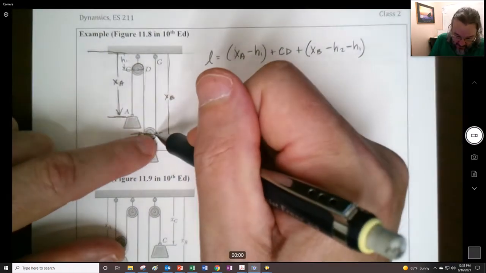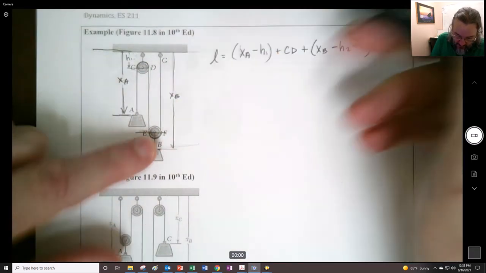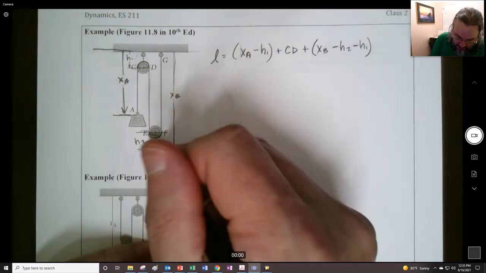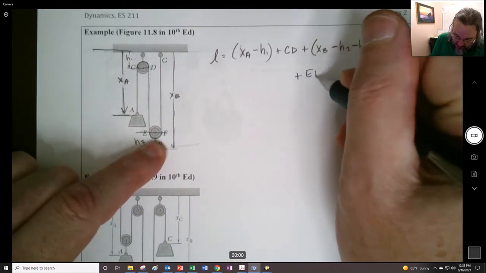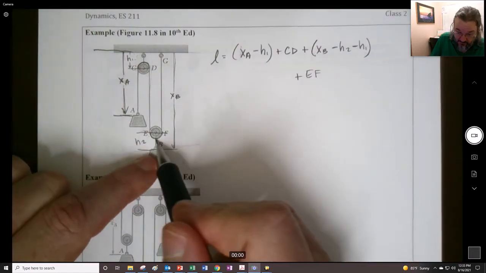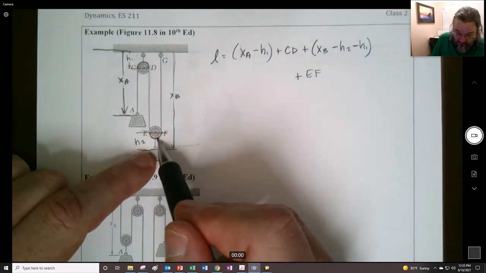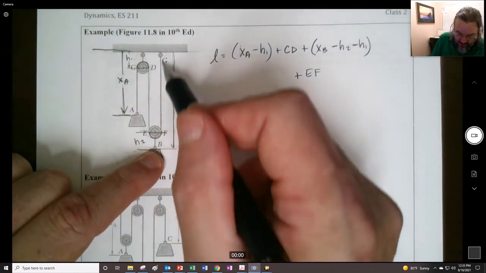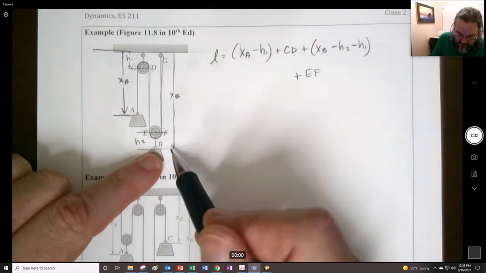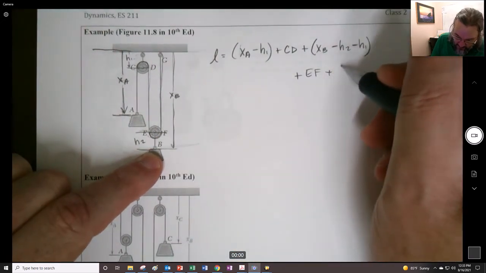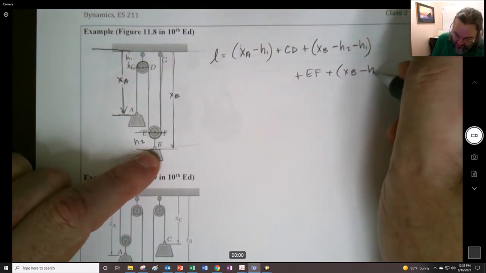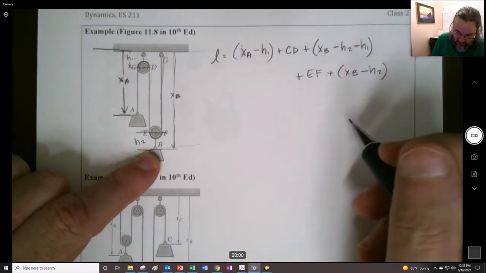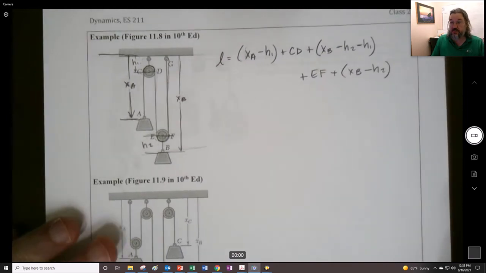And then lastly, we have this length right here, which, okay, so now I need to go down to the next line. We need EF, right? That arc. And now we need this length right in there. So we go plus XB, but minus H2. And so that's the length of the rope.